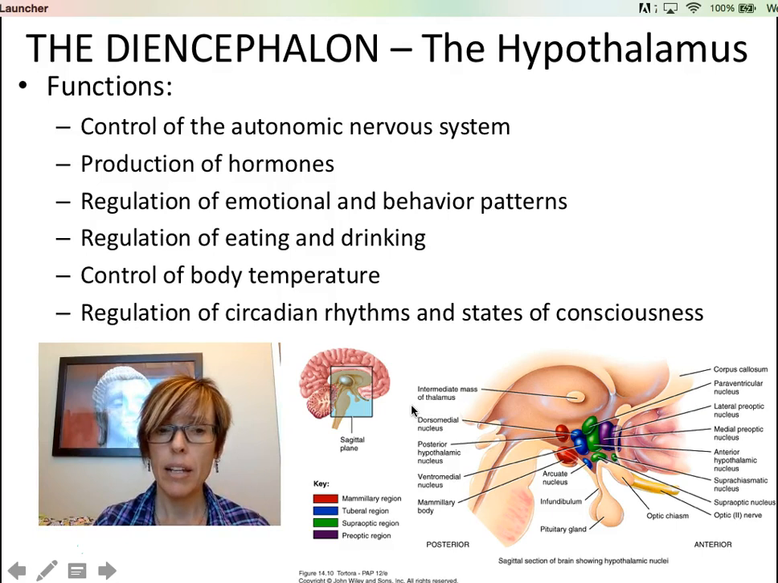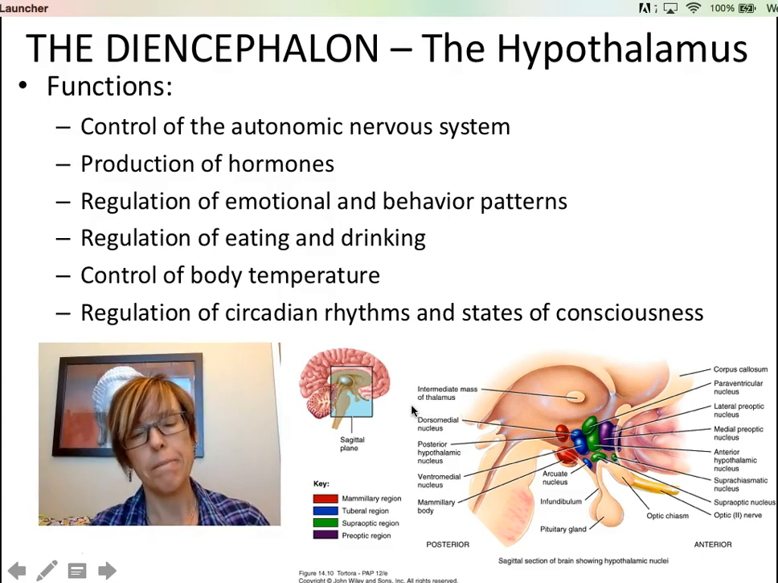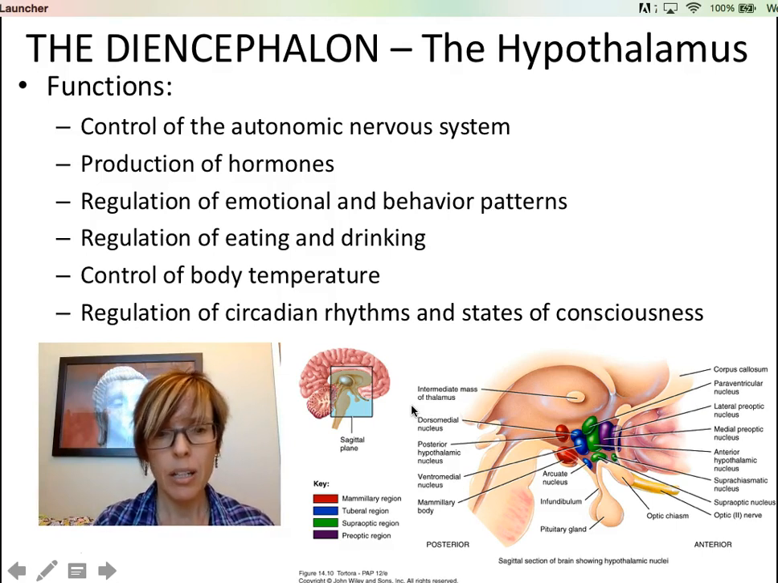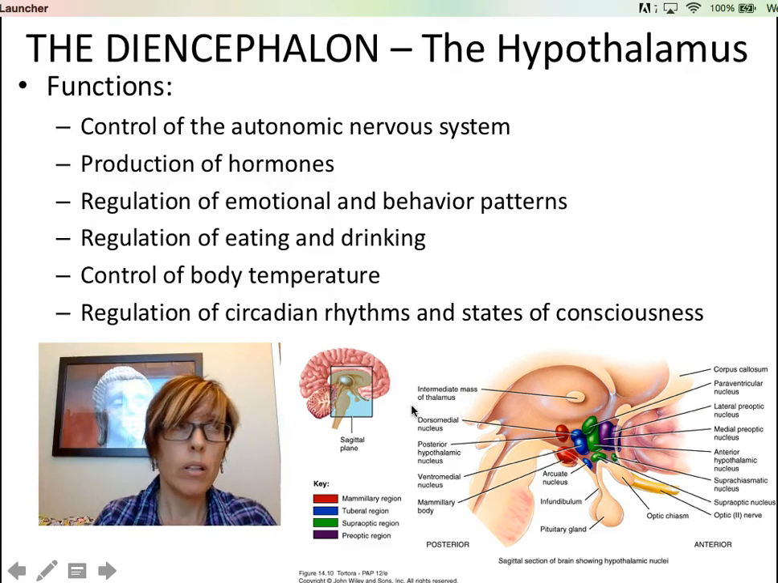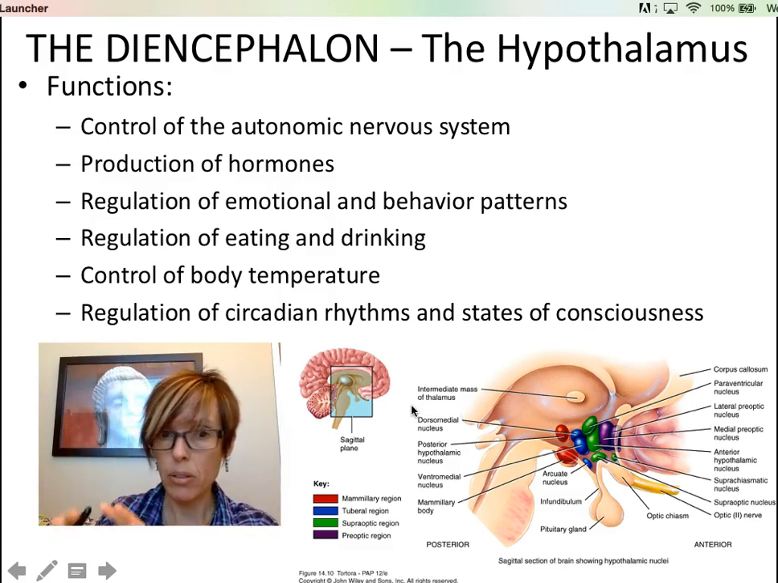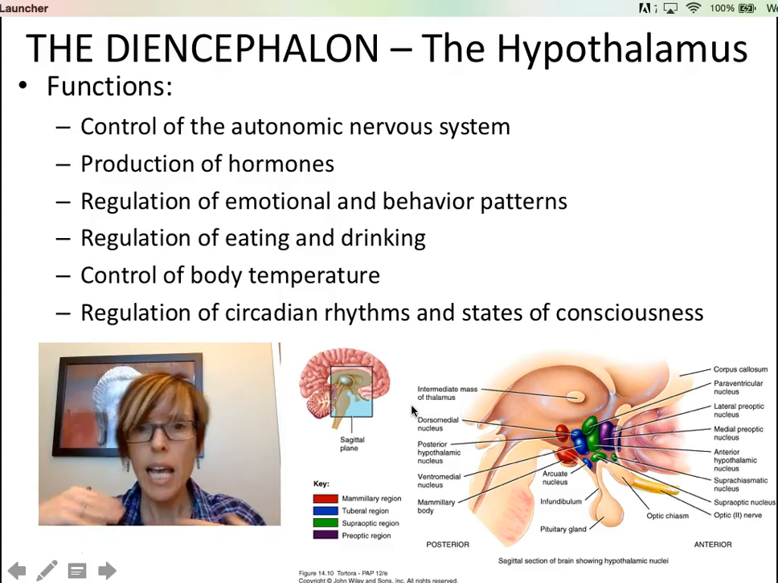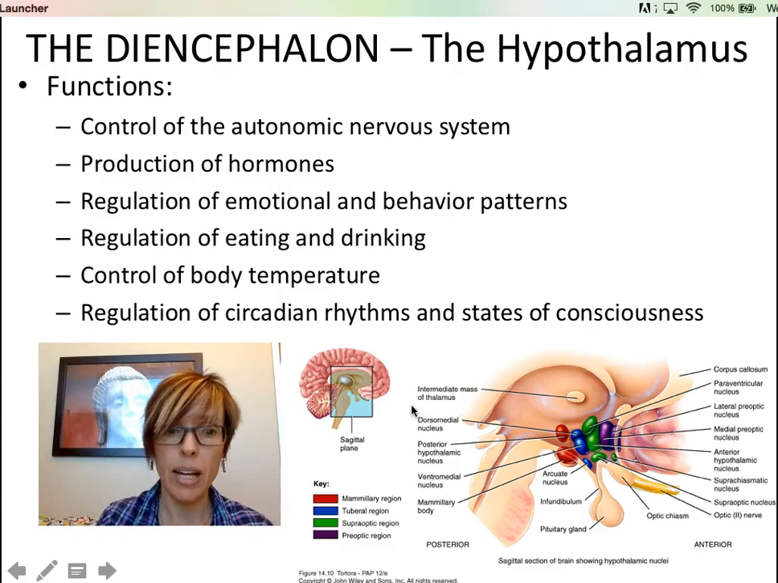Okay. And it'll also help regulate your circadian rhythm. So basically, for the most part, you wake up at the same time, you get sleepy about the same time, you get hungry about the same time, given an average day, right? That kind of thing, as well as your states of consciousness. So that basically means that you wake up about the same time. So you go from unconscious to conscious. You get sleepy at a certain, usually about the same time. So you go from conscious to unconscious, and all of that's going to be regulated by this hypothalamus.